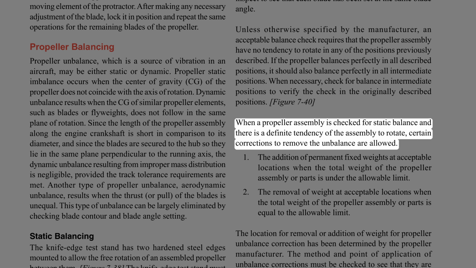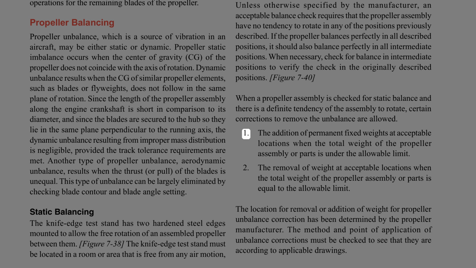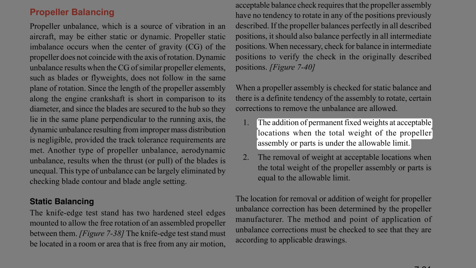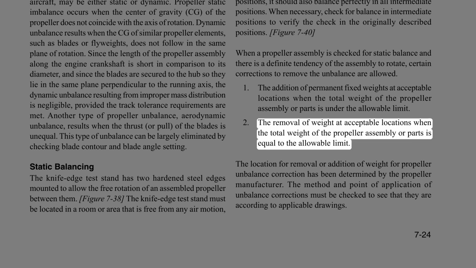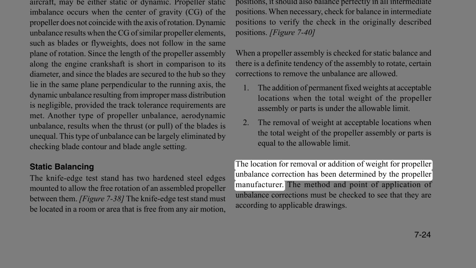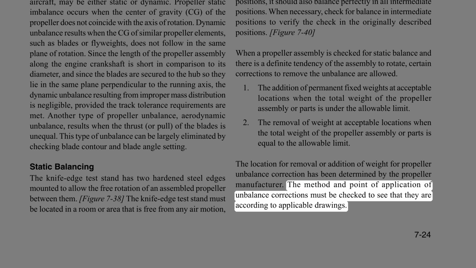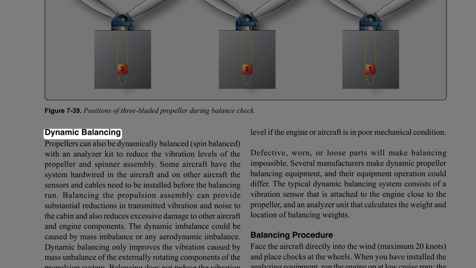When a propeller assembly is checked for static balance and there is a definite tendency of the assembly to rotate, certain corrections to remove the unbalance are allowed. 1. The addition of permanent fixed weights at acceptable locations when the total weight of the propeller assembly or parts is under the allowable limit. 2. The removal of weight at acceptable locations when the total weight of the propeller assembly or parts is equal to the allowable limit. The location for removal or addition of weight for propeller unbalance correction has been determined by the propeller manufacturer. The method and point of application of unbalance corrections must be checked to see that they are according to applicable drawings.